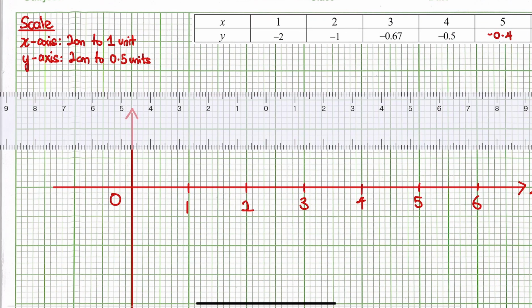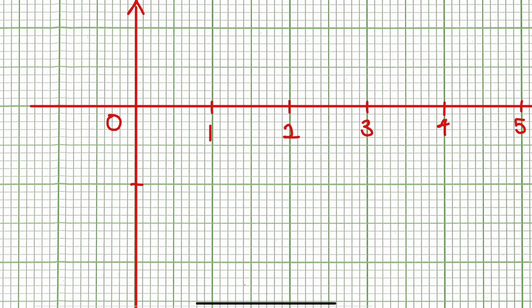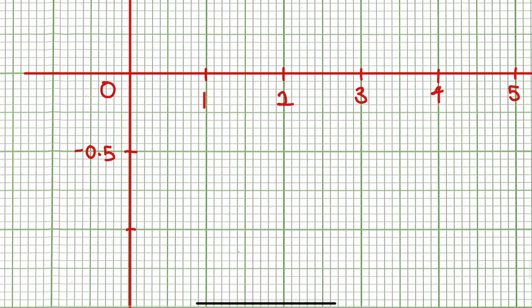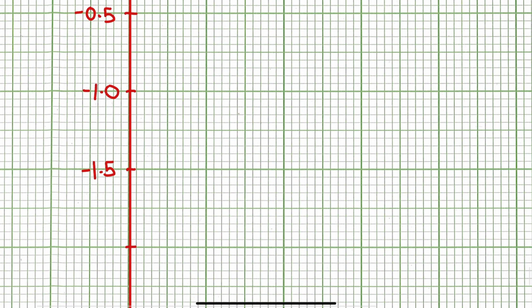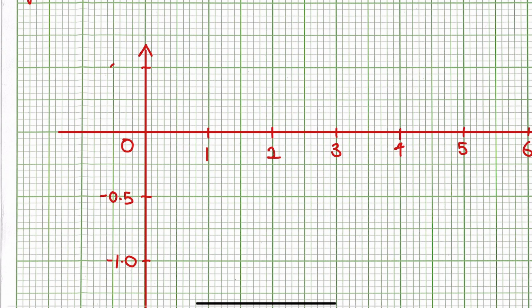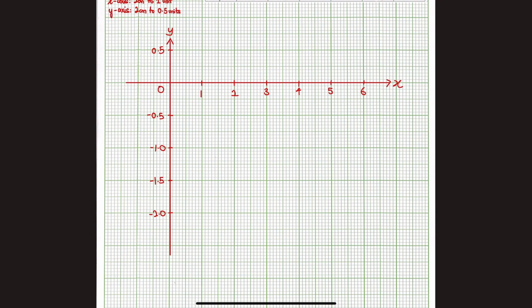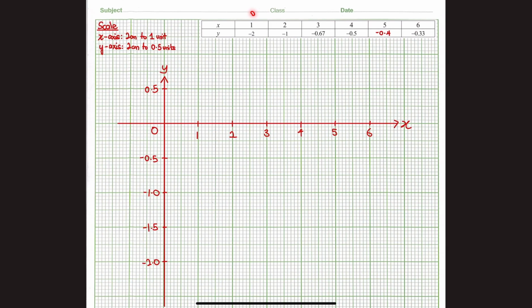Y-axis, 2 cm is 0.5 units. So that means every big box, 10 mini squares, 2 cm, 0.5 units. So if this is negative 0.5, this will become negative 1.0, negative 1.5, negative 2.0. Okay, this is for my y-axis. Then I go upwards, one big box, this will be 0.5 y. I label my vertical axis as well. Okay, so very good. So now I've done my axis. Now let's plot the points.